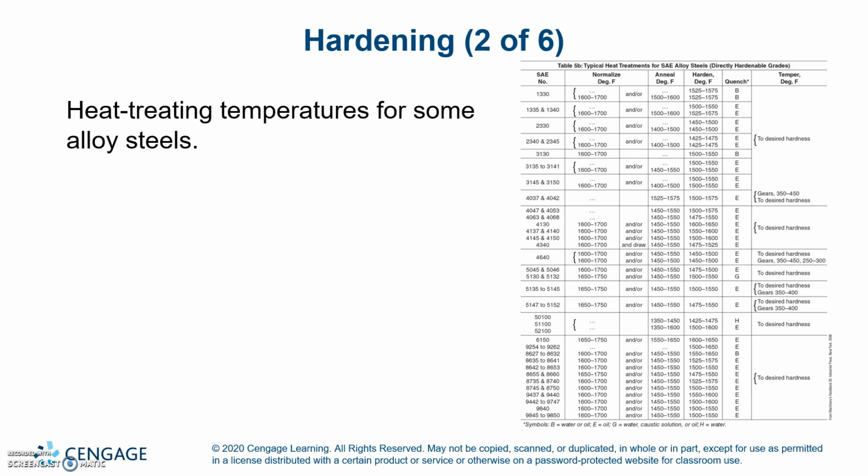Heat treating temperatures for some alloy steels. For SAE number 1330, you would normalize at 1600 to 1700 degrees, or anneal at 1500 to 1600 degrees. You harden between 1525 and 1575 and quench in brine to get the desired hardness.